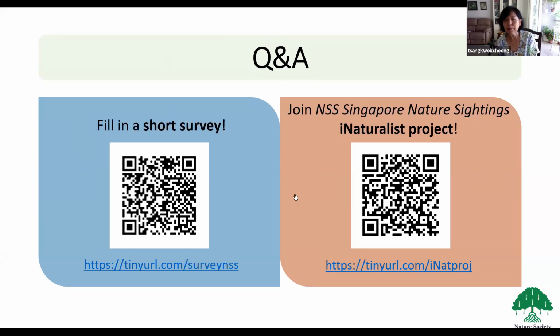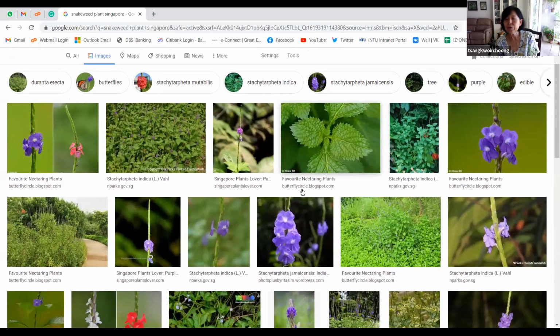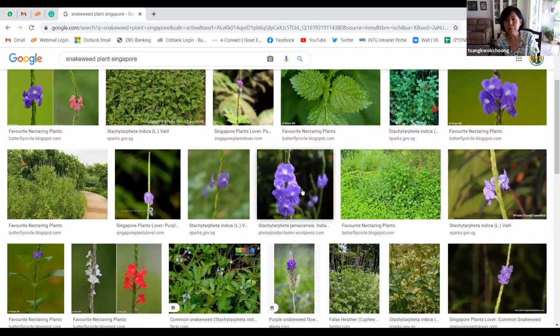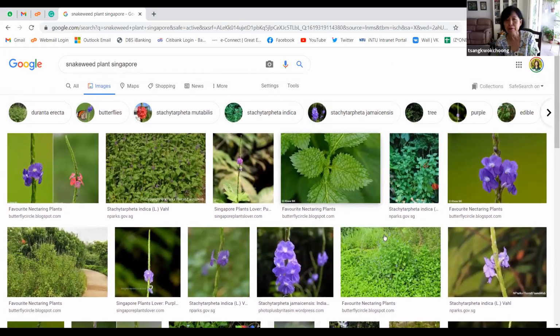I grow it in my flat also. Yeah, so you can grow it in a pot. Or I usually grow it in a trough, you know. Yes, there's a snakeweed. In fact, they are doing very well right now because we have been having a lot of rain. That's a snakeweed, correct. But I think different. This is Singapore snakeweed.